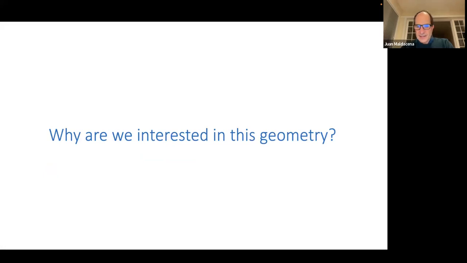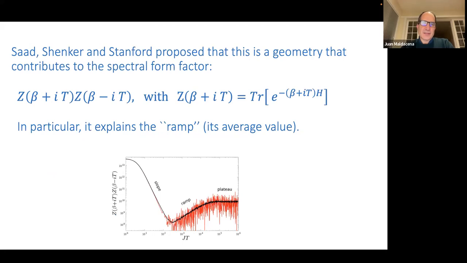Now, why are we interested in this geometry? Saad, Shenker, and Stanford proposed that this is a geometry that contributes to the spectral form factor, in particular to the connected part of the spectral form factor. So what is the spectral form factor? Well, you start with the partition function of the theory, trace e to the minus beta H, and then you give some imaginary part to the inverse temperature. So T here is some time. It should not be confused with the temperature. I now realize that there might be a confusion with the temperature. So we'll always have beta, and capital T is some Lorentzian time direction.